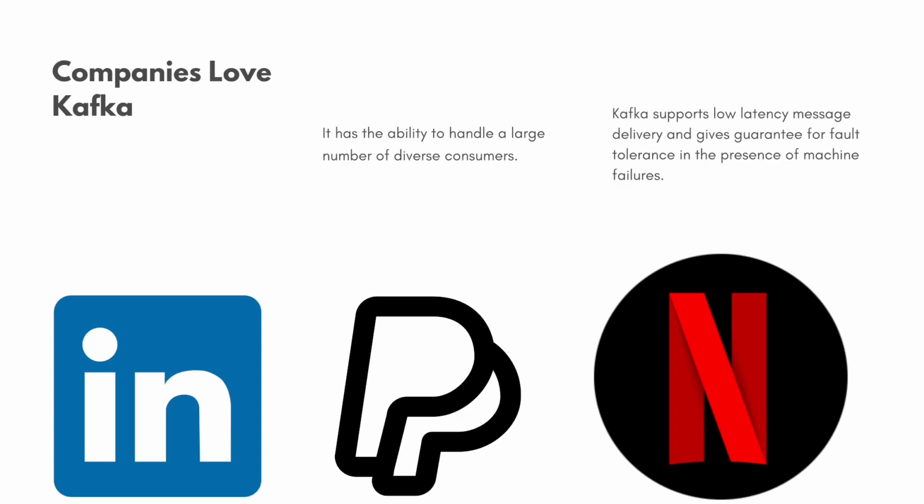It just has the ability to handle a large number of diverse consumers. And Kafka can support low latency message delivery, and gives guaranteed fault tolerance in the presence of machine failures. Because I talked about spreading information across different brokers, so knowing that it's safe even when things go wrong is amazing when it comes to these type of big companies. Because things can't go wrong, and companies like PayPal are utilized by a lot of people, especially in the business case. So you want to have confidence that when a fault does occur, there's a fallback. So Kafka is great for that.